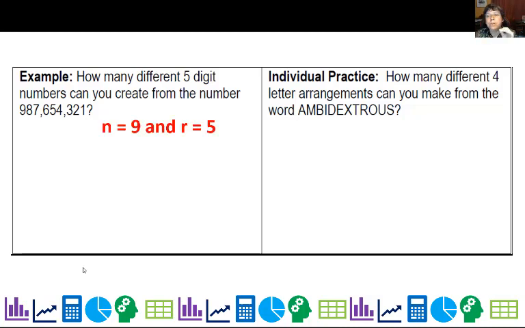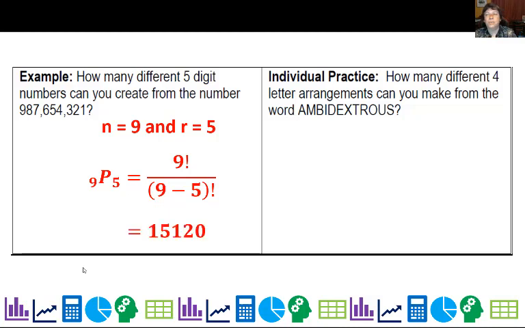It's very important that you figure out what n is and what r is. In this case, n is 9 and r is 5. So doing permutations, 9 choose 5 for permutations, we have 9 factorial over 9 minus 5 factorial, or 15,120.